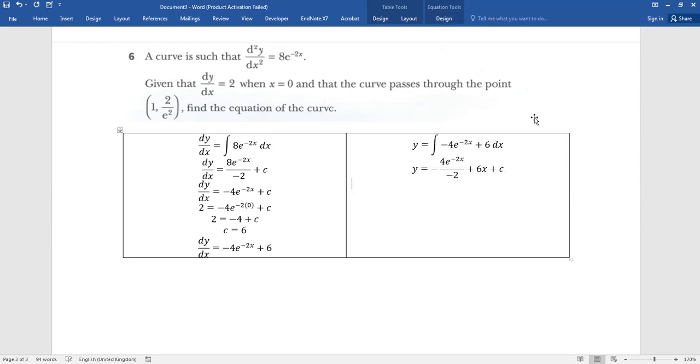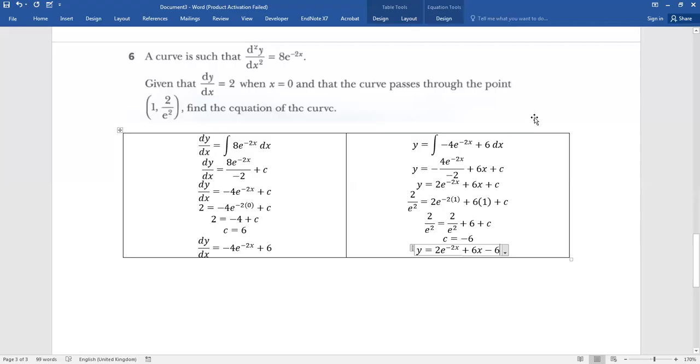So 6x. Well done. How do I find this c? In place of y, I'll just put 2 over e squared, 2e to the power minus 2 times 1 plus 6 into 1 plus c. So 2 over e squared is equal to 2 over e squared plus 6 plus c. So subtracting, 2 over e squared cancels out. C is negative 6. Y is 2e to the power minus 2x plus 6x minus 6.